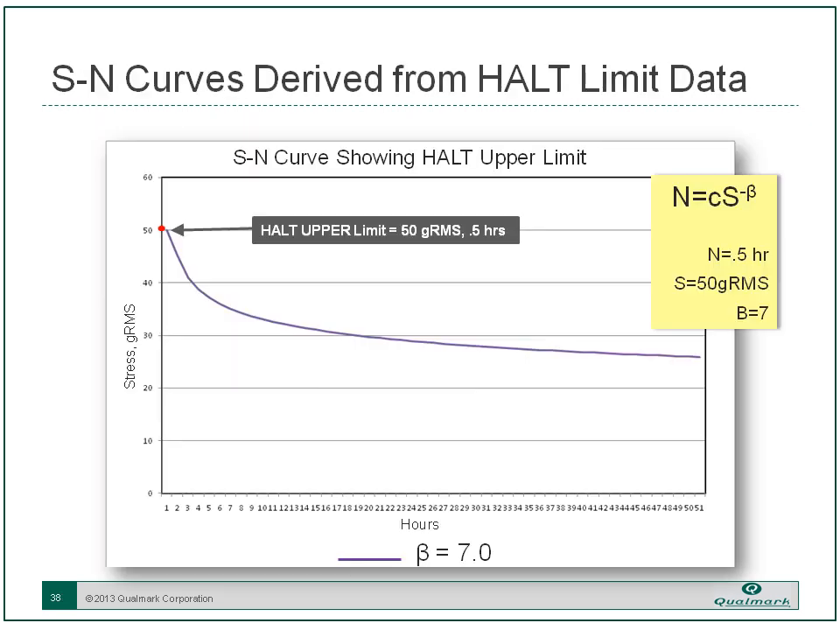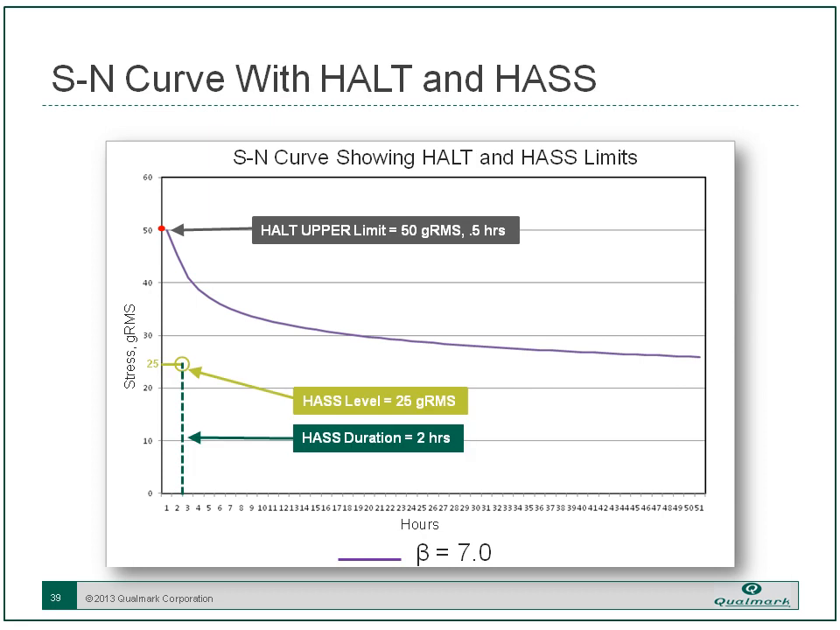With that information and some assumptions for beta, I can draw an SN curve. Now, granted, it's going to be an approximation, but the key here is we're not looking for absolute accuracy, we're simply looking for relative accuracy. So we can calculate the ratio between the stress with and the stress without the HASS screen.